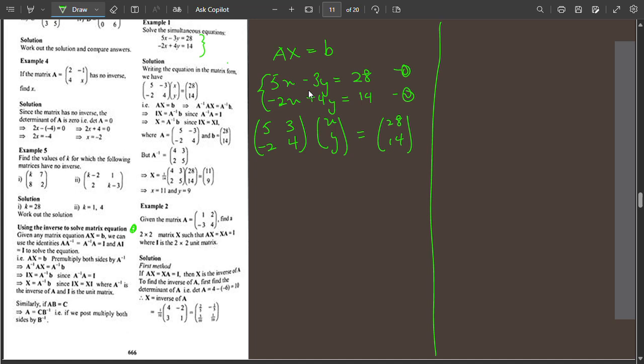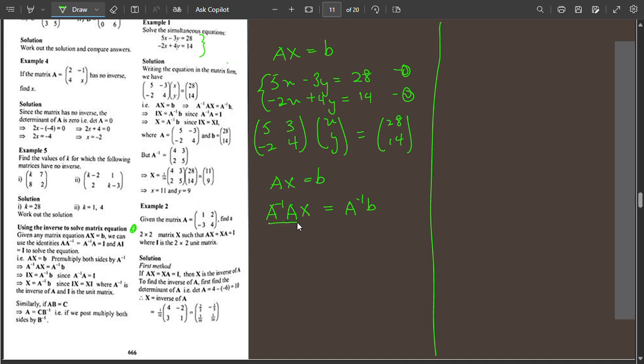So let me give you the logic behind it. AX is equal to B. It's obvious that it's X we are looking for because these are the variables. If we find this X, then we'll find the values of both x and y. So this is what we do. We pre-multiply both sides by A inverse. Like basic algebra, we sometimes multiply both sides by something to make things simpler.